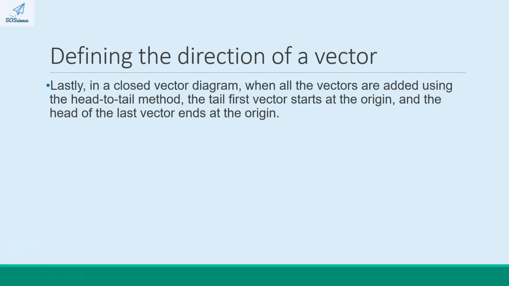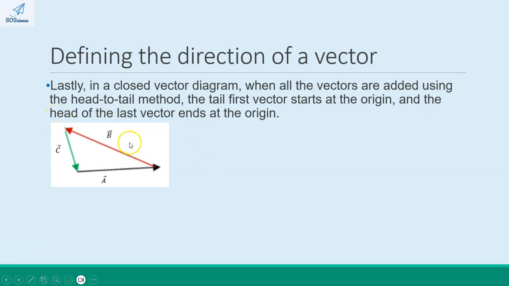Lastly, before we go on to some practice examples, in a closed vector diagram, when all the vectors are added using this head-to-tail method, the tail of the first vector starts at the origin and the head of the last vector ends at the origin. So if you take a look at this diagram over here, we've got vector A with an arrowhead. Then we've connected vector B's tail to the arrowhead of vector A. Now, if these were the only two vectors, then the resultant vector would be from the tail of the first to the head of the last. So the resultant vector would be in this direction.